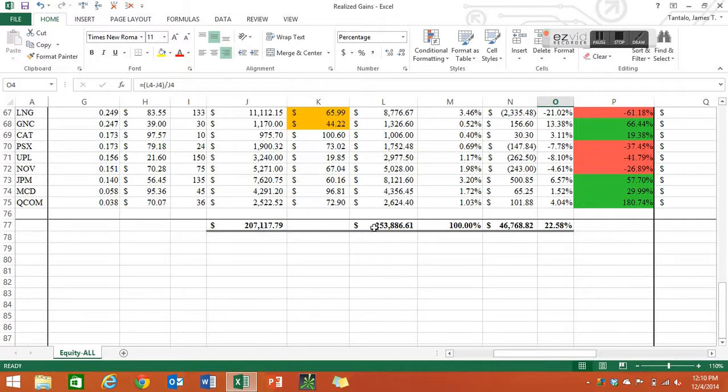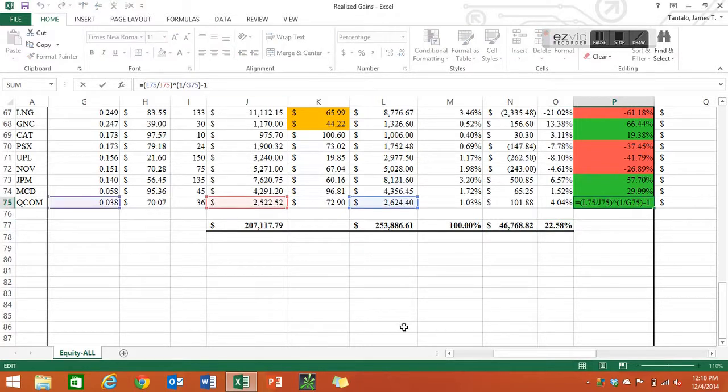And this value here is our market value. So this is every stock in this spreadsheet, the shares times the current market price all added together. And then obviously we've got a gain of 22.58% overall. Again, that's not annualized. So if we were to annualize that, oh boy, that would be a completely different number.